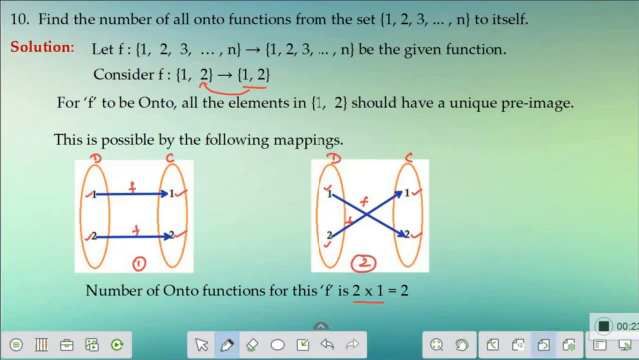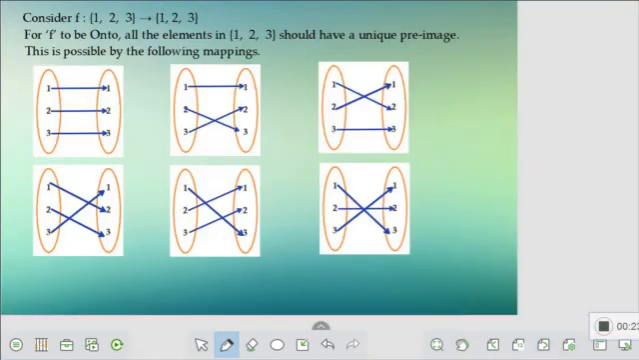Now let me extend this to a set containing 3 elements. That is, if at all we have a function f from the set containing elements 1, 2, 3 to the set containing elements 1, 2, 3. Now I have 3 elements in the first set and here also I have 3 elements. Now in this case, let me check how many mappings are possible. You can see all the 6 mappings are listed out here.